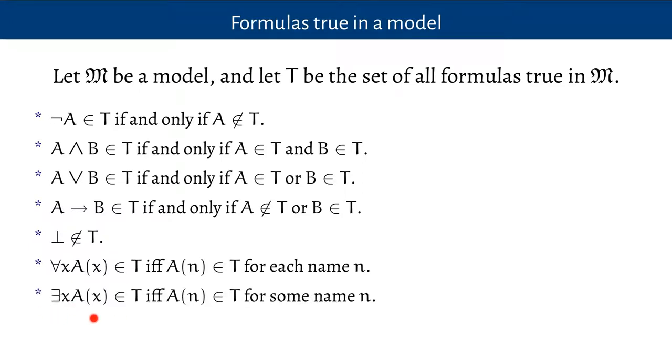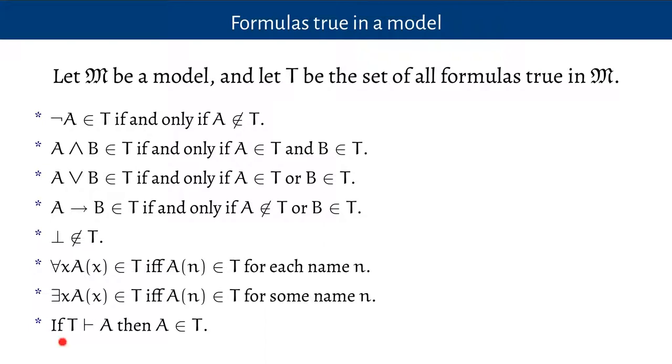And now for the existentially quantified formula, it's going to be true. It's going to be in my collection of true formulas if and only if some instance is in the collection of true formulas. Again, if I've got a name for everything. So each of these conditions are conditions on each of the different sorts of logical concepts I've got in my language: negation, conjunction, disjunction, conditional, the contradiction, and the quantifiers. They each correspond to a different condition on when kinds of formulas are in the set of all of the formulas true in this model.